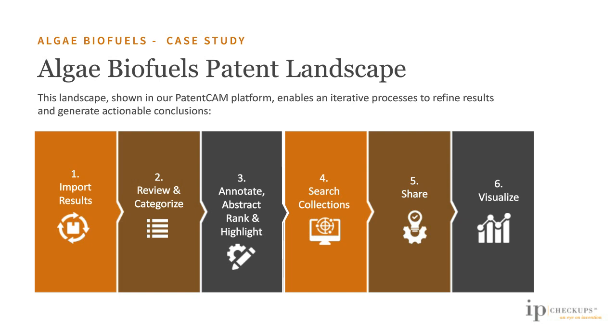PatentCAM provides numerous features to extract valuable information from the landscape analysis. These include the ability to annotate, abstract, rank, and highlight references, search within or compare and contrast categories, securely share information or get feedback from colleagues, and create visualizations or perform deep dives to find specific references that are critical to the project in hand. Specific examples of these will be shown shortly.